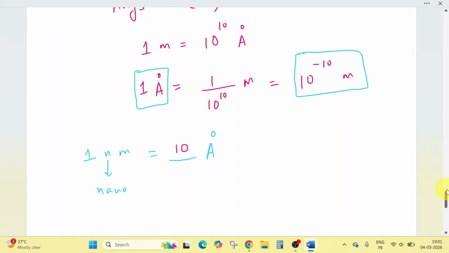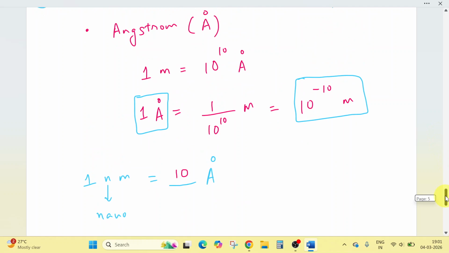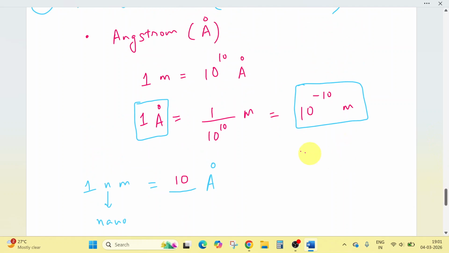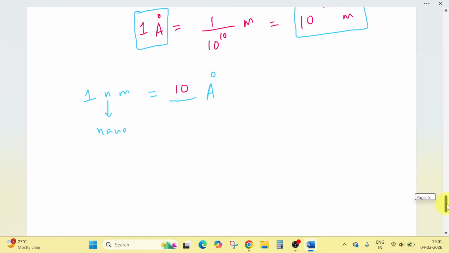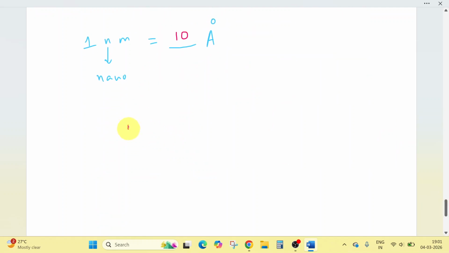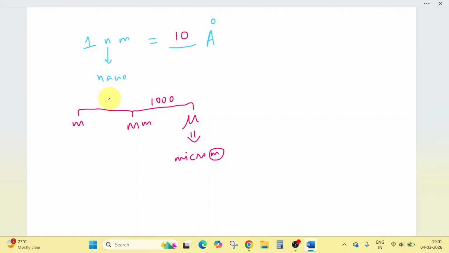1 nanometer is equal to 10 angstrom. Why 10? Because you see, what is the difference between meter and nanometer? 10 to the power 10 gap. You see here, this is meter, then micron, micron means micrometer. Between them the gap is 1000. This is actually millimeter, and before this comes meter. Milli.